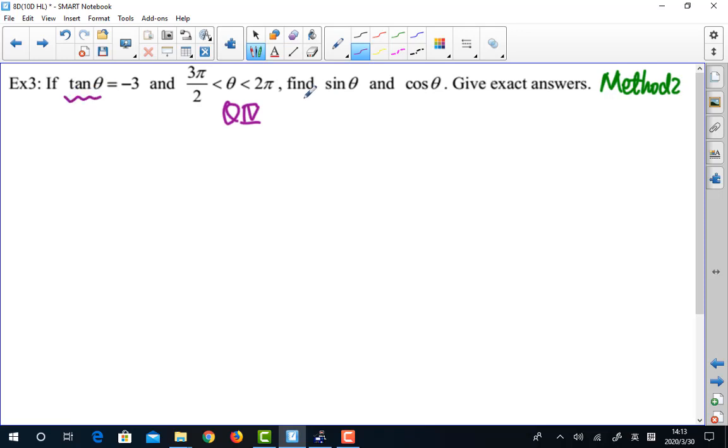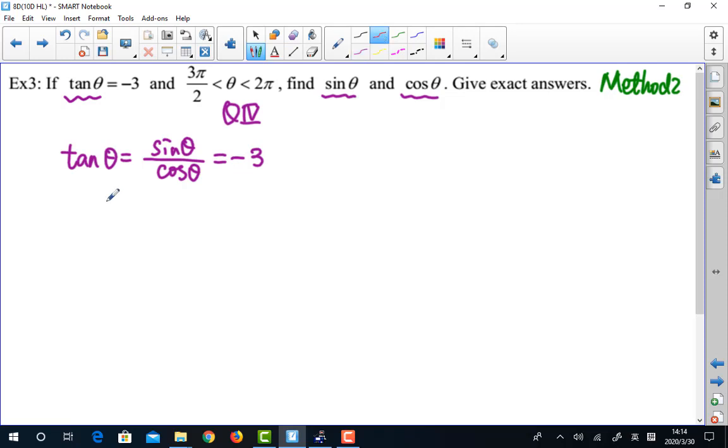Tangent theta, and we need to look for sine and cosine. What is the relationship between tangent, sine, and cosine based on the trig identities? We know tangent theta equals sine theta over cosine theta, and right now this ratio is given, negative 3. If we want to find two unknowns, we need to set up two equations for two unknowns. Right now we got one equation, we need the second equation.